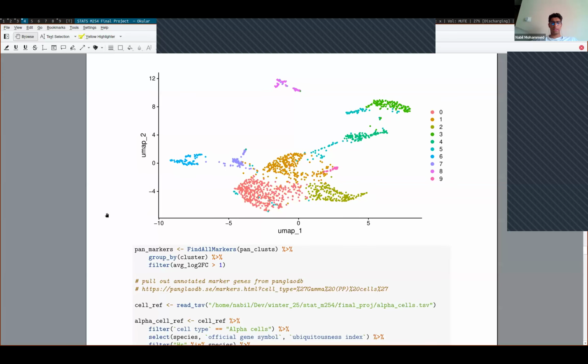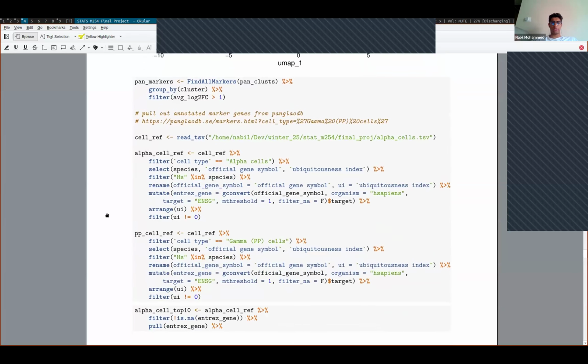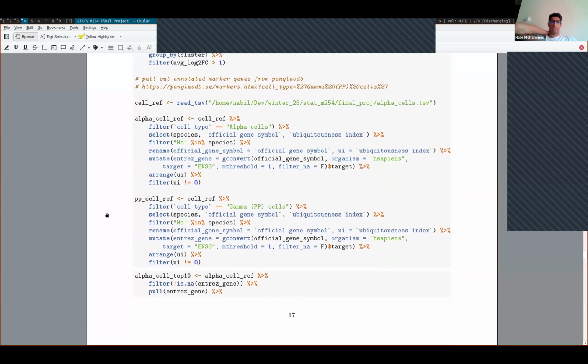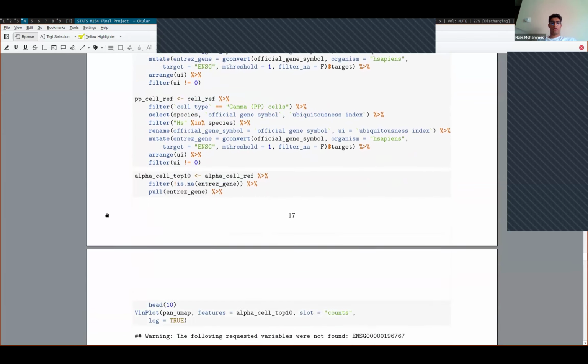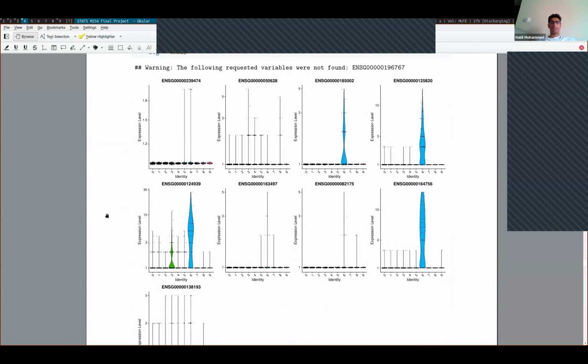I did the UMAP, and things are looking a lot more scattered. And the main difference here was I actually used the PanglaoDB annotated marker genes. So essentially, all I did was download the data set and then filter to the specific cell types. I changed the names from the standard gene naming convention to the Ensembl one. And then I just filtered for the top 10 for each specific cell type. And within the provided data set, I searched to see if any of these were found.